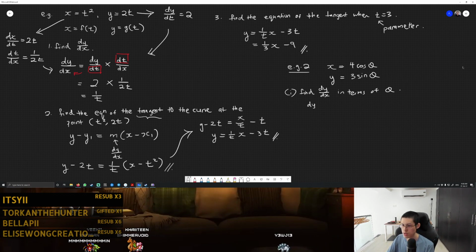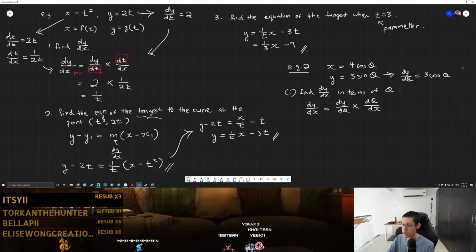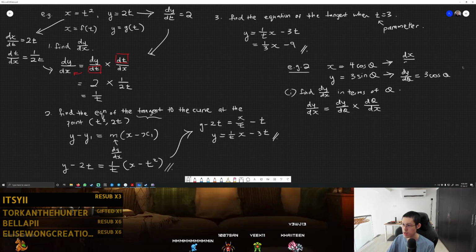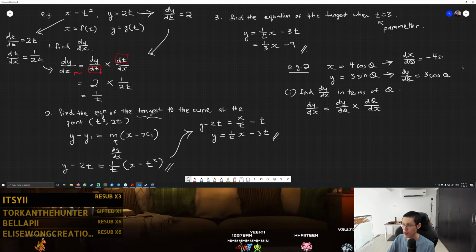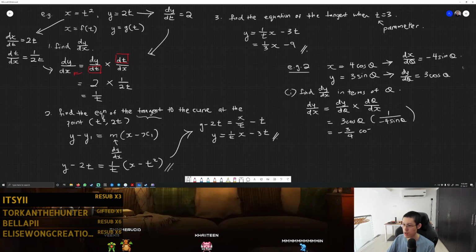Okay, so you just do the same thing. Dy dx equals to dy d theta times d theta dx. Just use the chain rule. So from here, dy d theta is going to be 3 cos theta. And from here, dx d theta is going to be negative 4 sine theta. So putting that in here, we are going to end up with 3 cos theta times 1 over negative 4 sine theta. Putting these two guys together, we get 3 over 4 and then cotangent theta. Okay, and we are done.